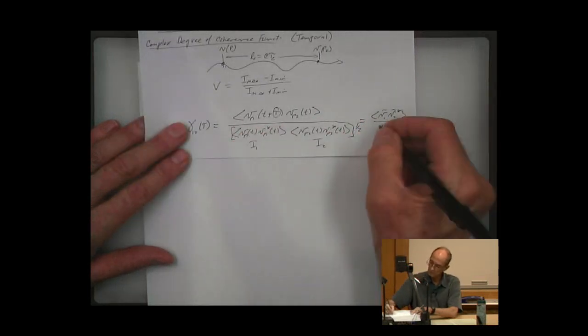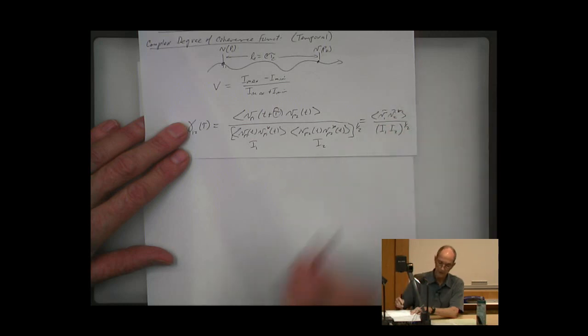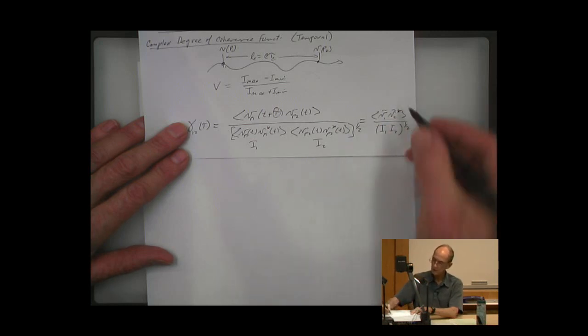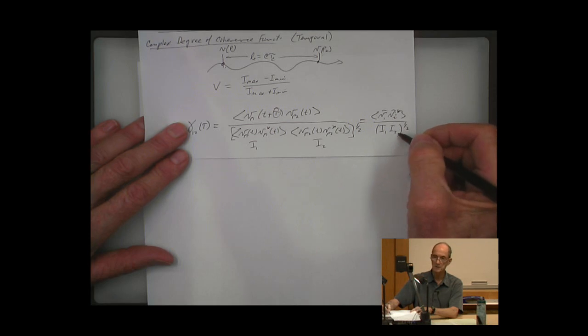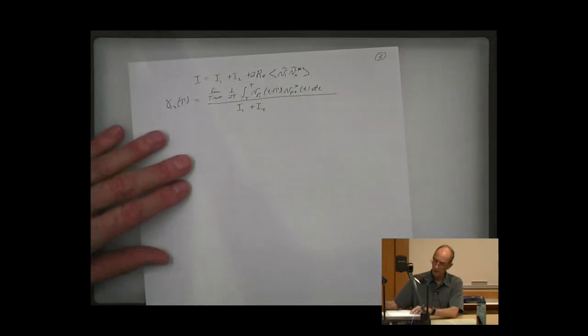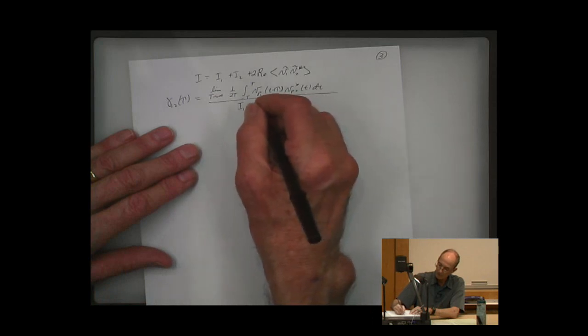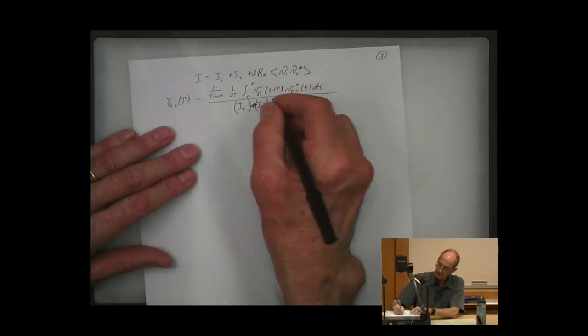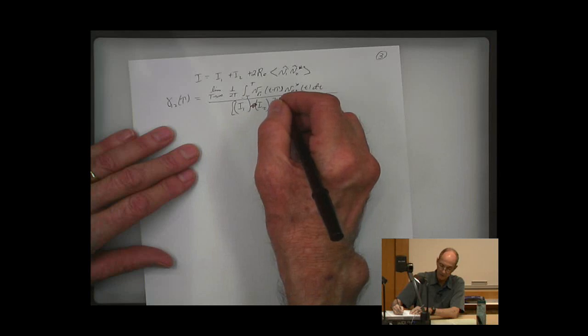Oh, and I forgot, there should be a square root because this is going to be an intensity normalized to a single intensity. So we have not I1 plus I2, but I1 times I2, and that to the square root.